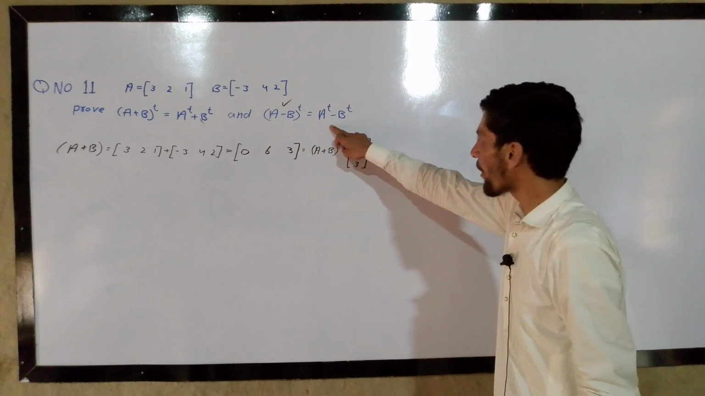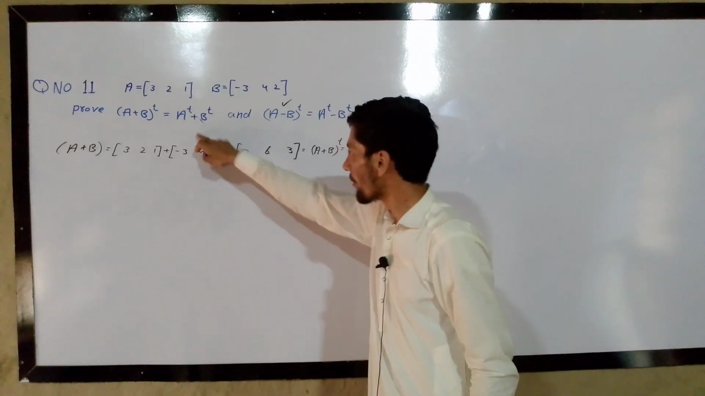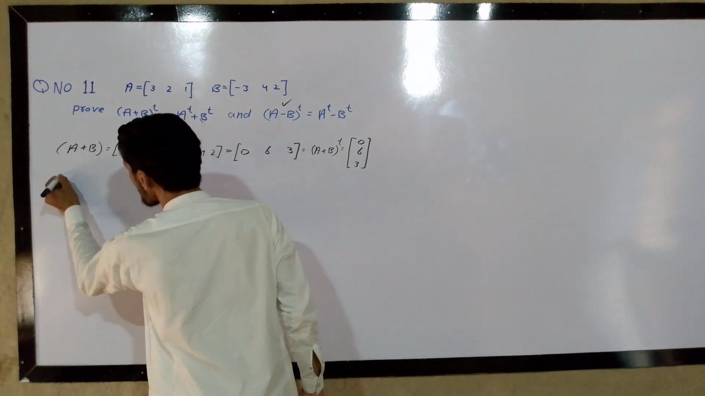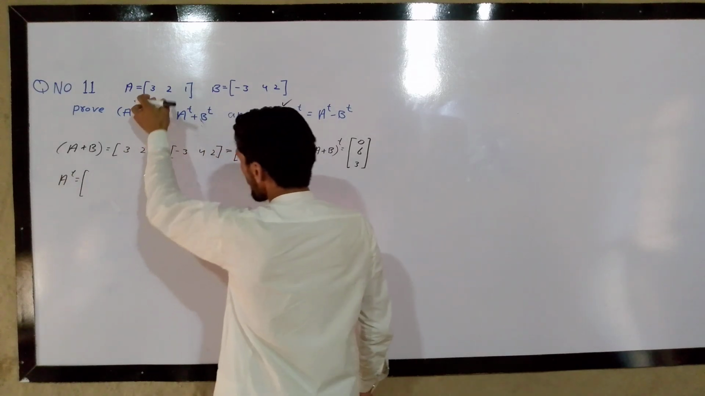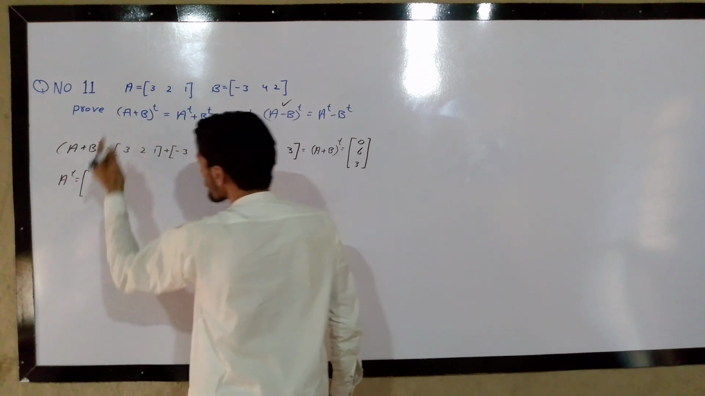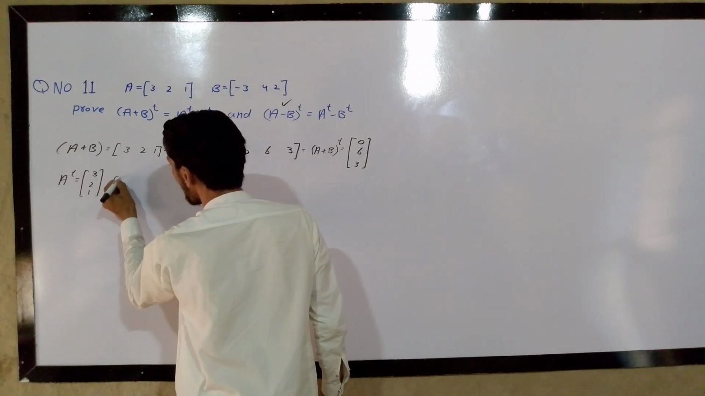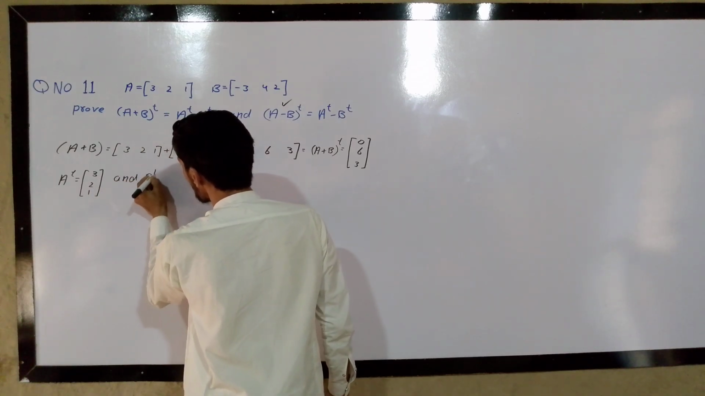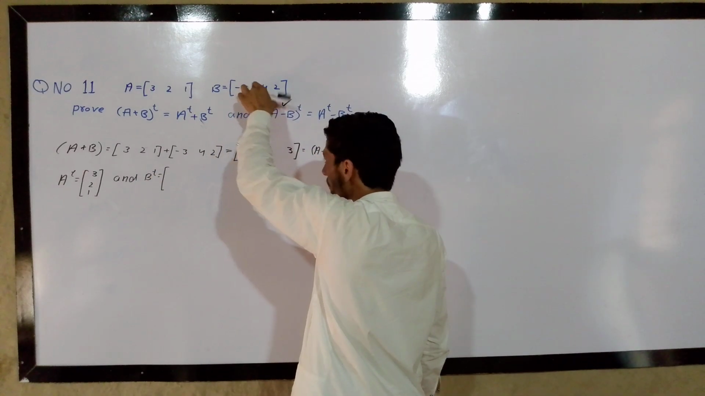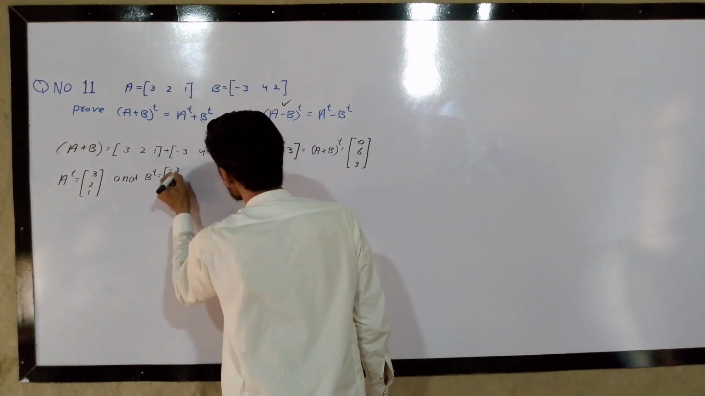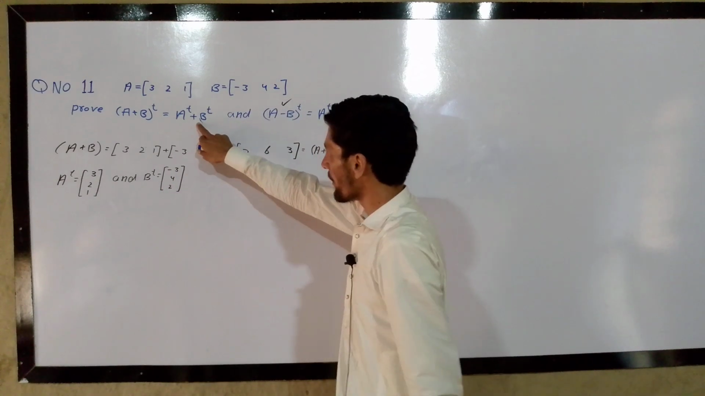Now the time is to find A transpose and B transpose, and after that we will add. So A transpose: the row will be changed to column, so 3, 2, 1. This is A transpose, and B transpose is equal to, this is matrix B, the row changed to column, -3, 4, 2.